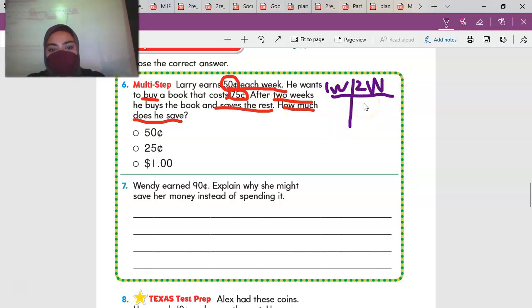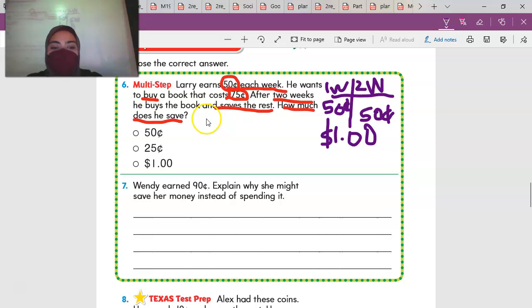How much does he save each week? 50 cents. He saves 50 cents each week. So I'm going to write 50 cents here. And he saved 50 cents there. 50 cents plus 50 cents equals what? 100, which is the same as $1. So he saves $1 in 2 weeks. He buys a book that's 75 cents. He buys the book and saves the rest. How much does he save?